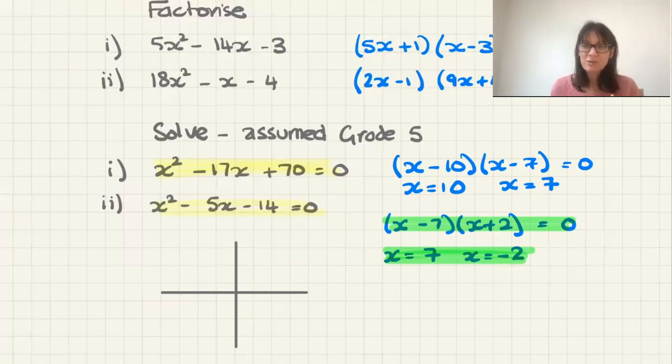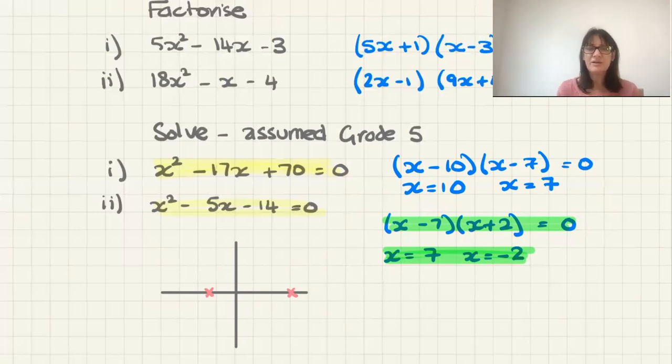I know that x will equal 7 and x will equal -2. That is the crossing point of my graph. So I've got -2, let's say, roughly here, and 7 would be a little bit further along there. So I know those two things.